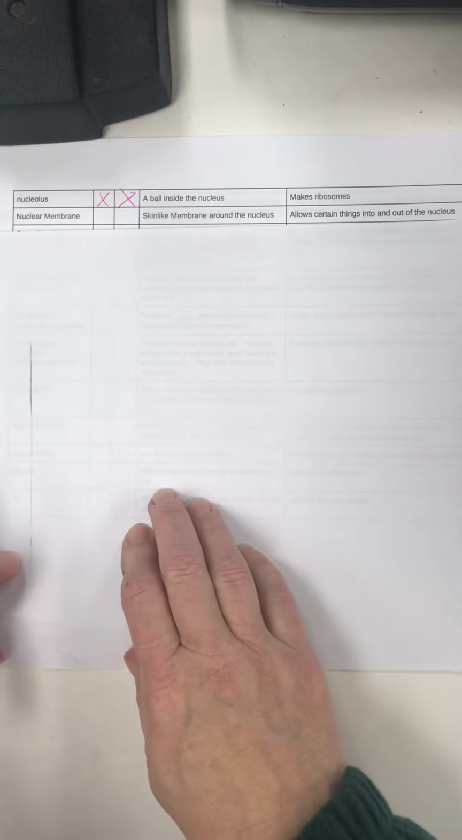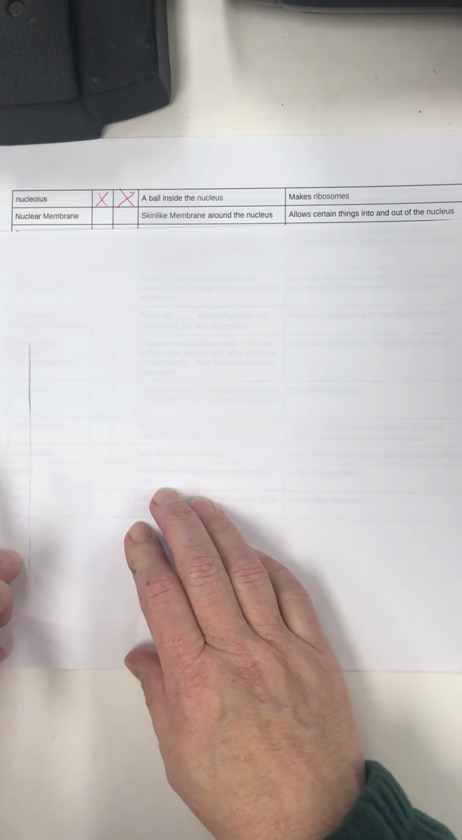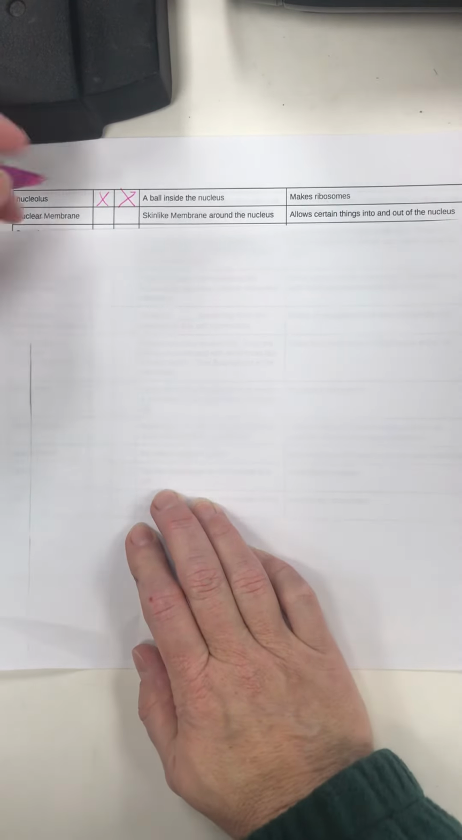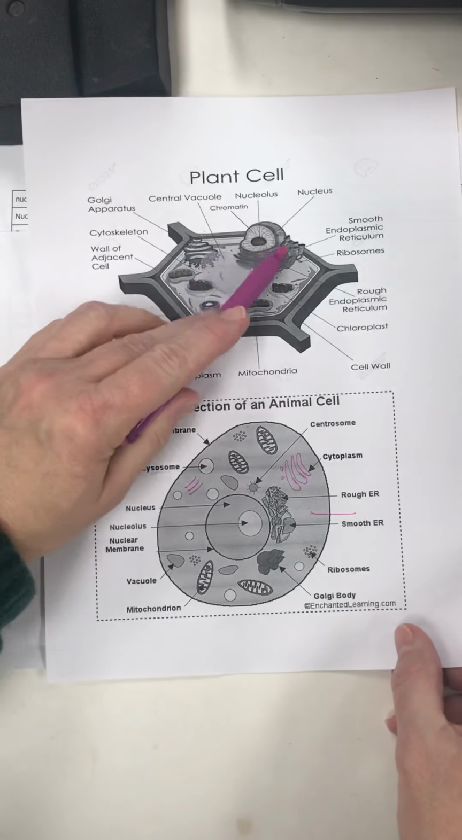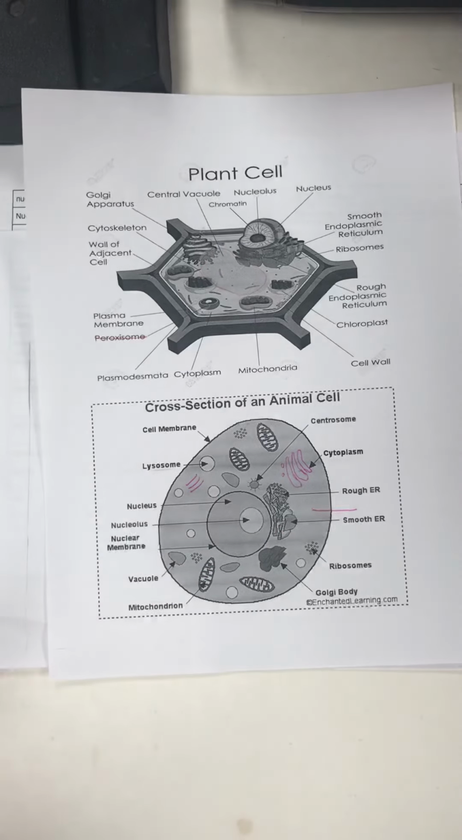The nuclear membrane. Nuclear membrane is in both. Skin-like membrane around the nucleus and allows certain things into and out of the nucleus. So the nucleus has a skin around it called the nuclear membrane. We'll be back.